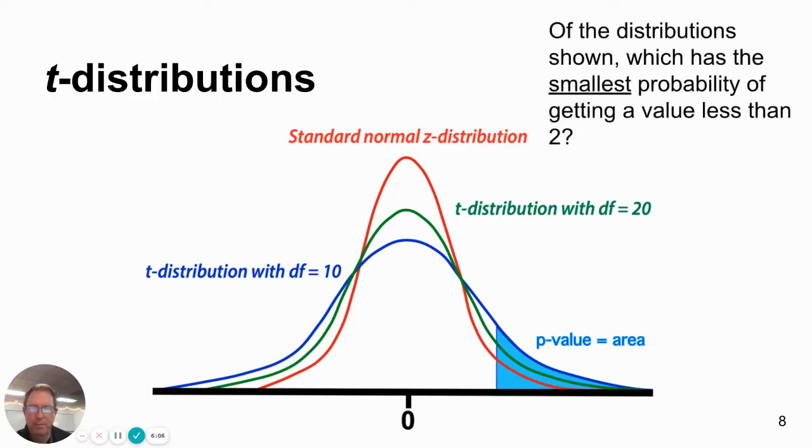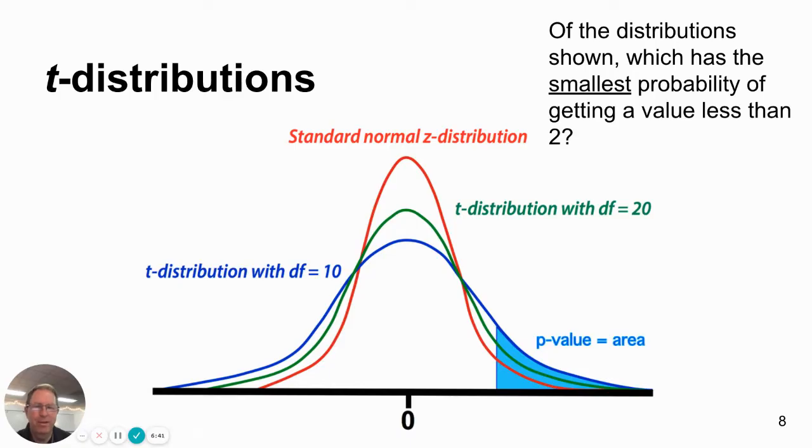Now I have a problem up here. And this is the kind of pesky problem that you might find on a multiple choice question on the AP exam or on our quizzes or tests. Of the distributions shown, which has the smallest probability of getting a value less than 2? So I've drawn on this graph here a borderline at 2, and we want to find the smallest probability of getting a value less than 2.